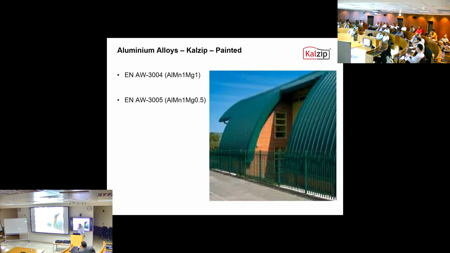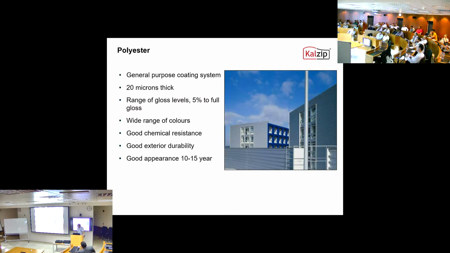We can also offer painted materials. Again, there are the alloys we use for the painted material. We can offer a variety of different paint applications, with polyester, 20 microns thick, good appearance, good durability. That's common.